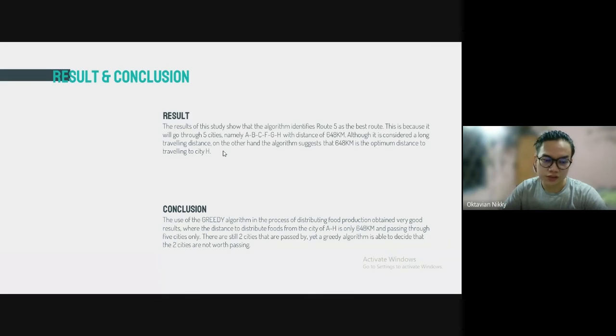And for the conclusion, the use of the greedy algorithm in the process of distributing food production obtained very good results. The distance to distribute foods from city A to H is only 648 kilometers, passing through 5 cities only. There are still two cities that are passed by, yet the greedy algorithm is able to decide that the 2 cities are not worth passing.